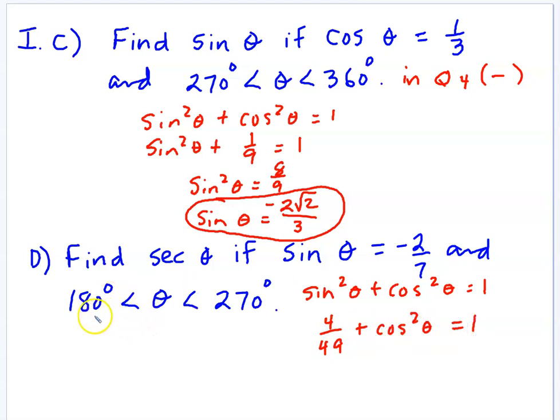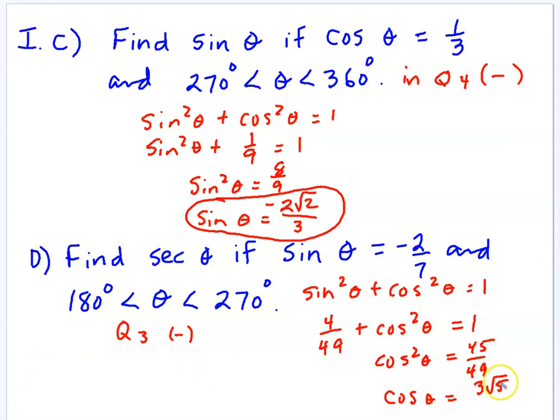Let's notice what quadrant we're in. So between 180 and 270 is quadrant 3, and sine and cosine are both negative in quadrant 3, along with their reciprocals. So this is 49/49 minus 4/49 is 45/49. Now I'm going to do the square root of both sides, and the square root of 45 is 3 times the square root of 5, root 9 times root 5, and then the square root of 49 is just 7. And of course, that would be negative.